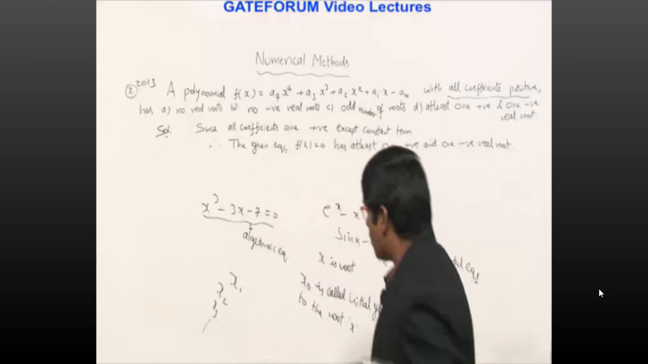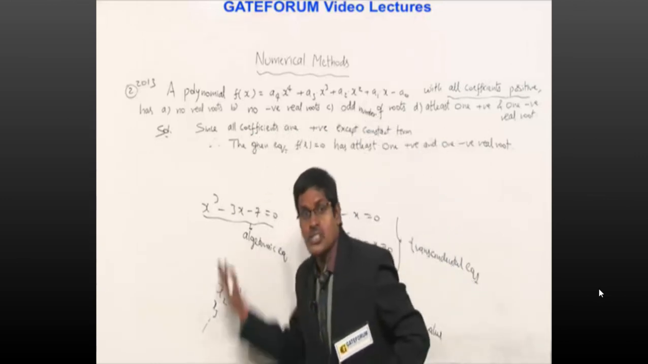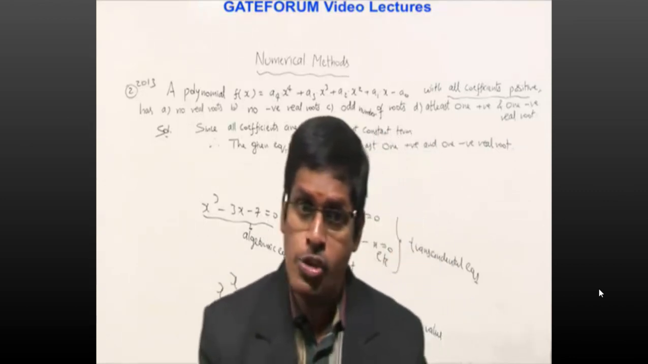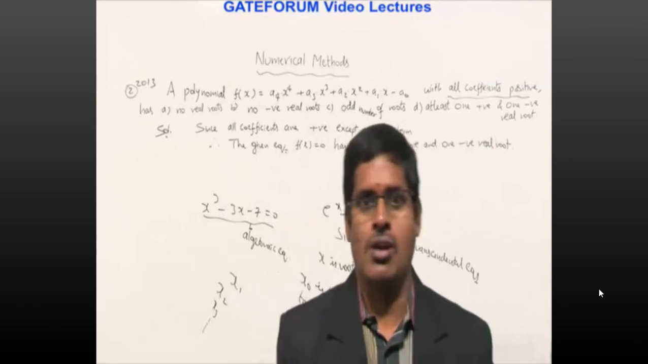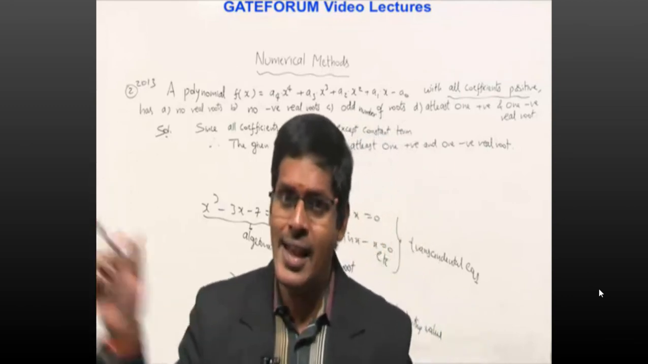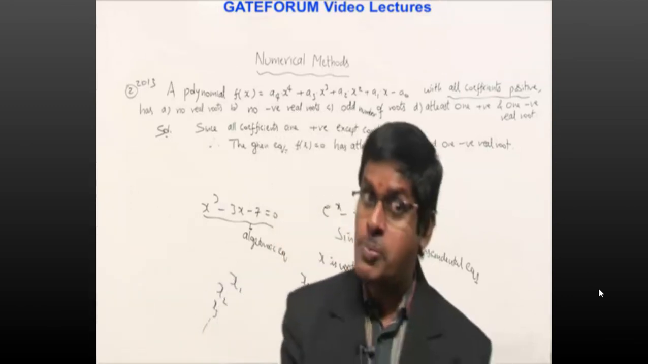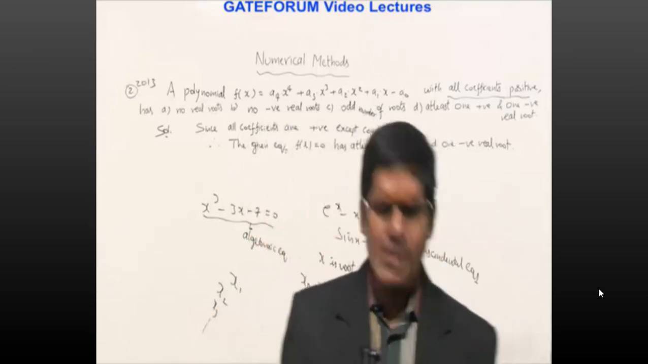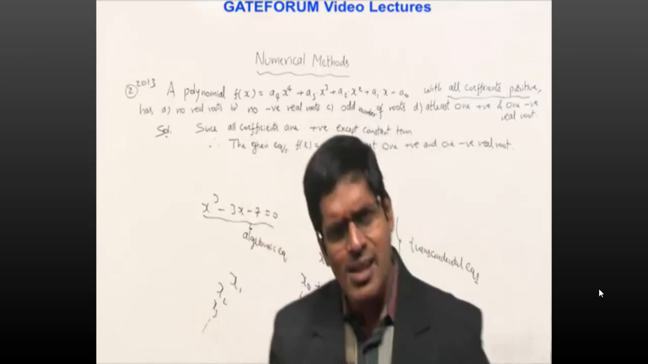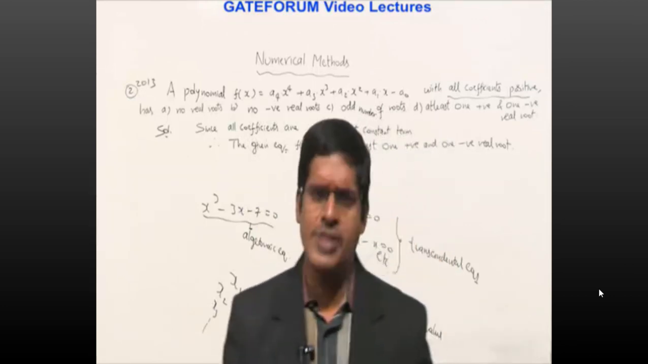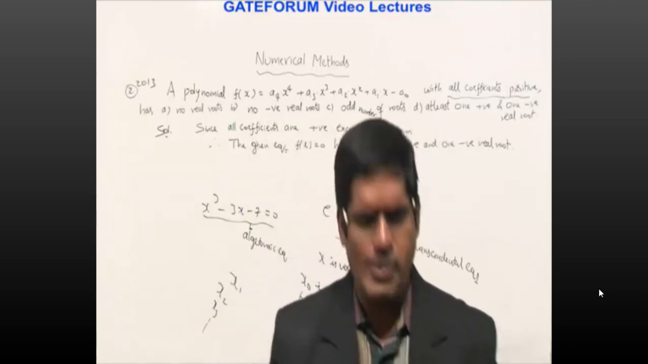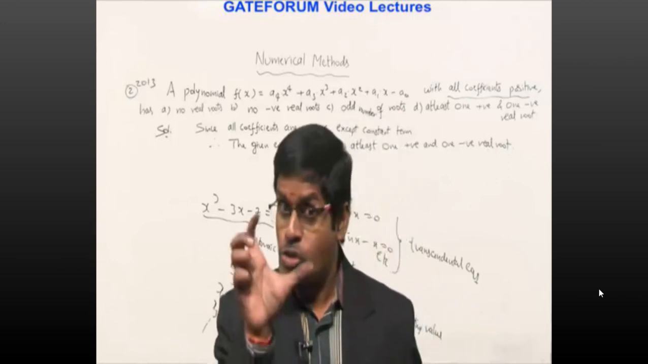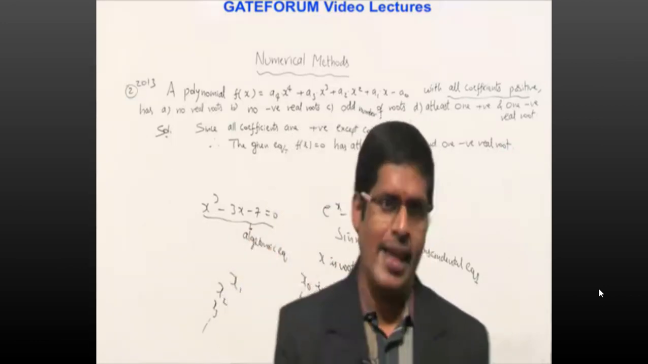Where do you stop this procedure of finding x1, x2, x3? Until two consecutive iteration x values are the same up to the desired accuracy, or the difference between two consecutive x values is negligible. What is desired accuracy? Generally, the questions ask to find a root of the equation, first approximation or second approximation, up to 2 decimal places. That 2 decimal places is called desired accuracy.